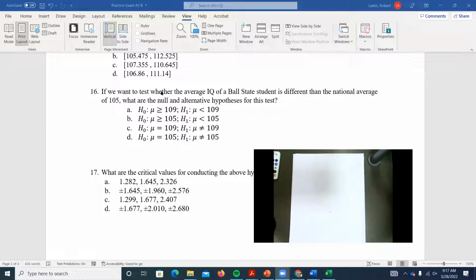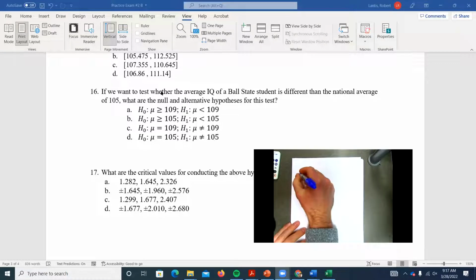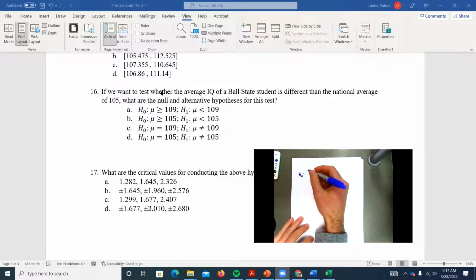So if I want to know, is it different from the national average of 105, what's my null and alternative hypothesis? Well, my alternative hypothesis is always what I want to test for, right? So here, what would that be? The true population mean is different than the national average of 105.